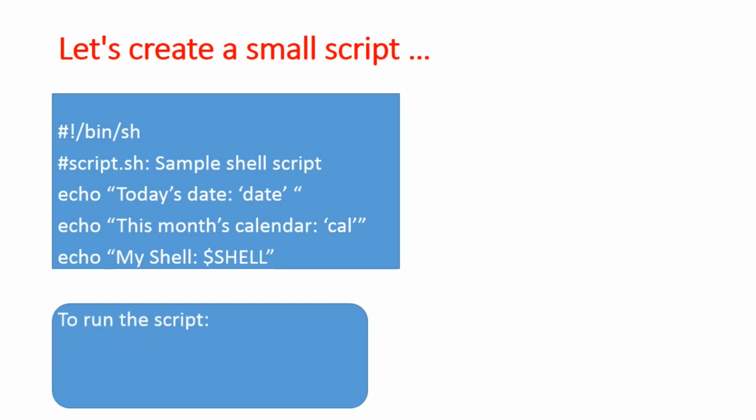So after writing a shell script, if you want to run the script, first you need to change the permission. Initially the shell script doesn't contain execute permission. So for that you need to change the permission by giving the execute permission to the script file, using the command chmod +x and the file name .sh, and then run the script. After that you will get the output.